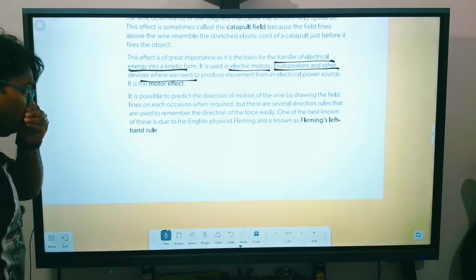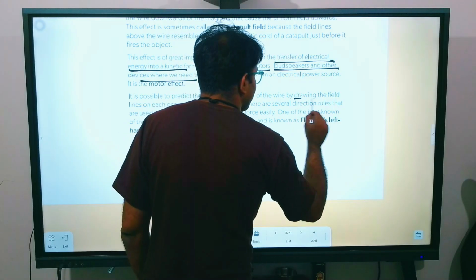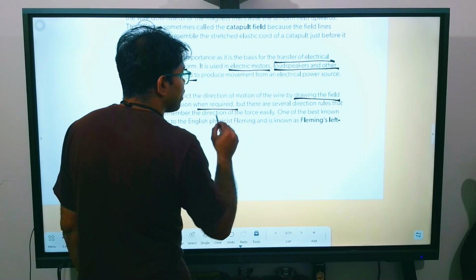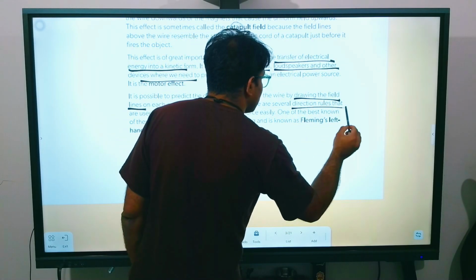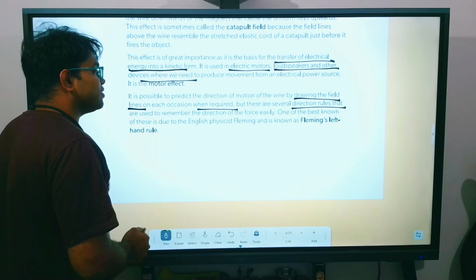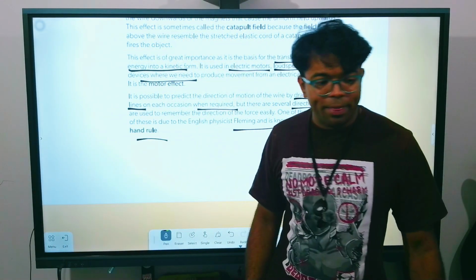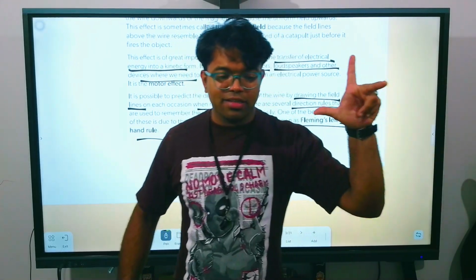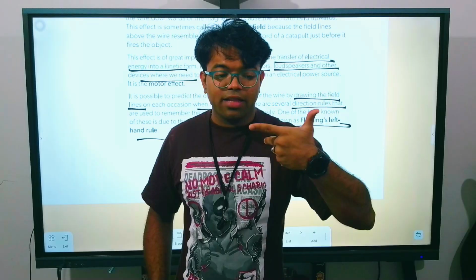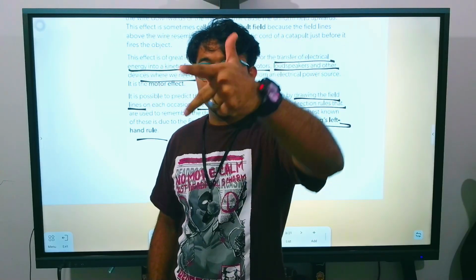Is it possible to predict the direction of motion of a wire by drawing the field lines on each occasion when required? But there are several directional rules that are used to remember the direction of force easily. One of the best known of these is due to the English physicist Fleming, known as Fleming's left hand rule. So what is Fleming's left hand rule? Keep your fingers like this: the thumb, the index finger, and the middle finger should all be perpendicular to each other.